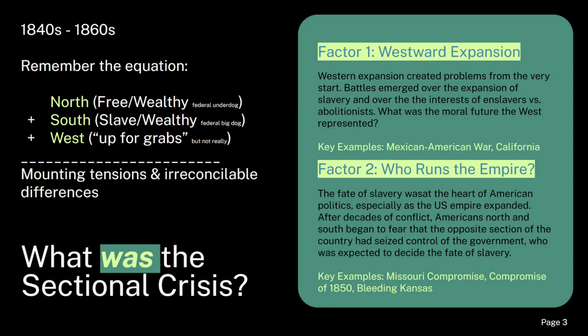So the question is, the fate of slavery was at the heart of American politics, particularly as this US empire expanded. And after decades of conflict, North and South Americans began to fear that the opposite section, Southerners feared Northerners, Northerners feared Southerners, had seized control of the government and that that government was going to decide the fate of slavery. And the key examples we have here are the Missouri Compromise and the aforementioned Compromise of 1850, as well as Bleeding Kansas.